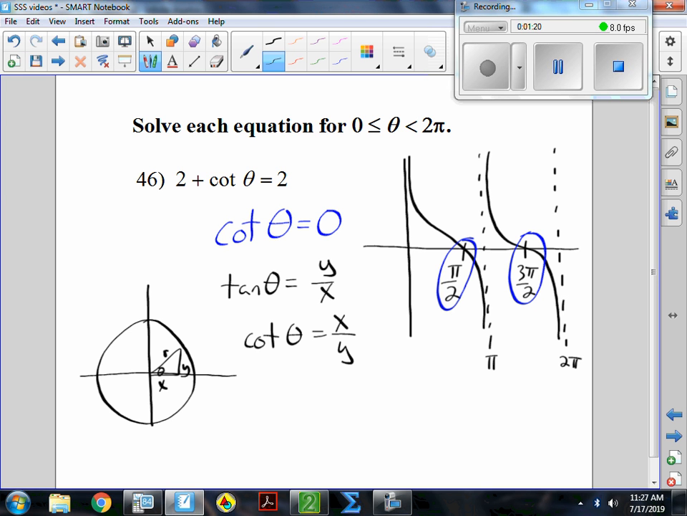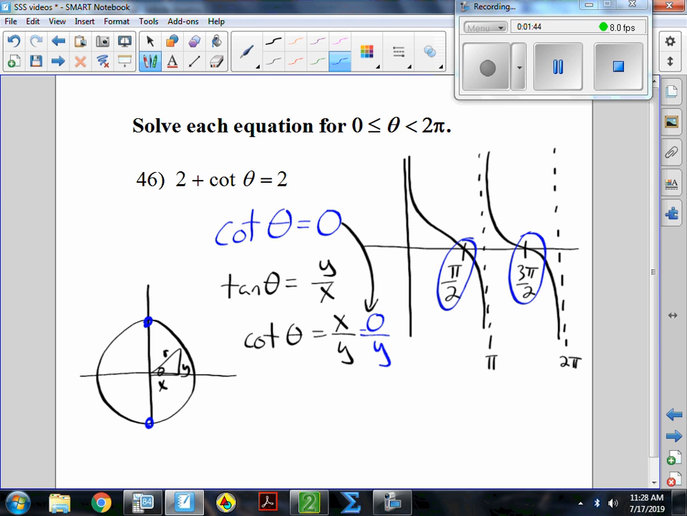So if cotangent theta is equal to 0, I need this to be a 0 over y. So I need the x to be 0, and I need to have a y value. So that's going to happen at both pi over 2 and 3 pi over 2, or negative pi over 2. But because we're asking from 0 to 2 pi, it's at pi over 2 and 3 pi over 2.